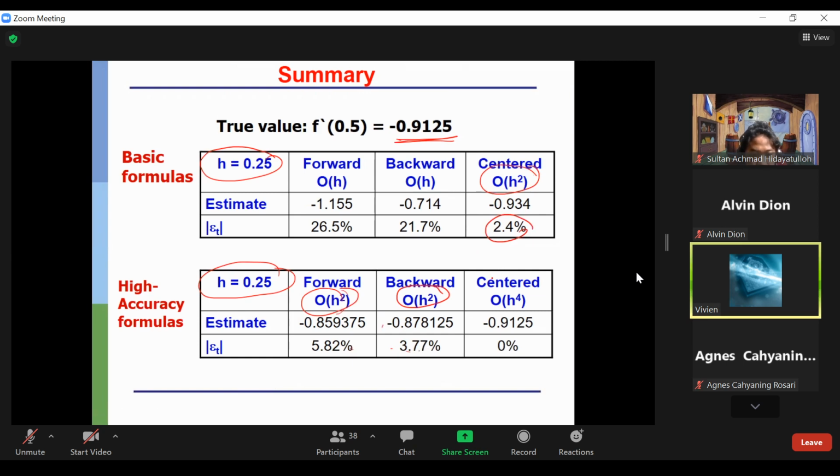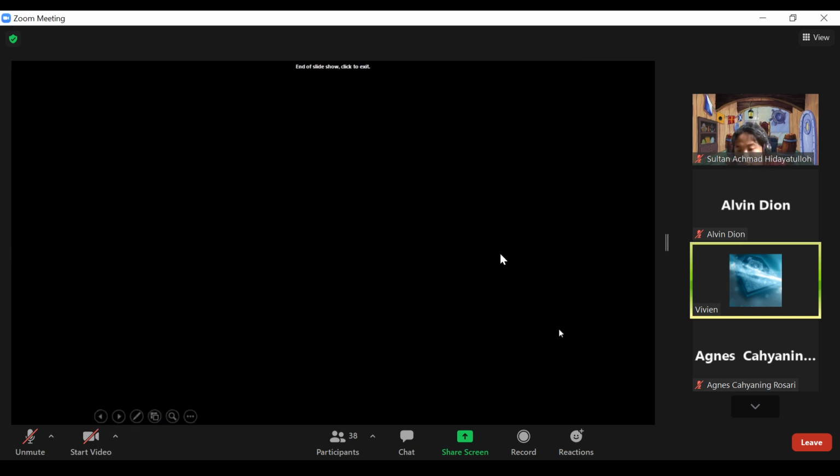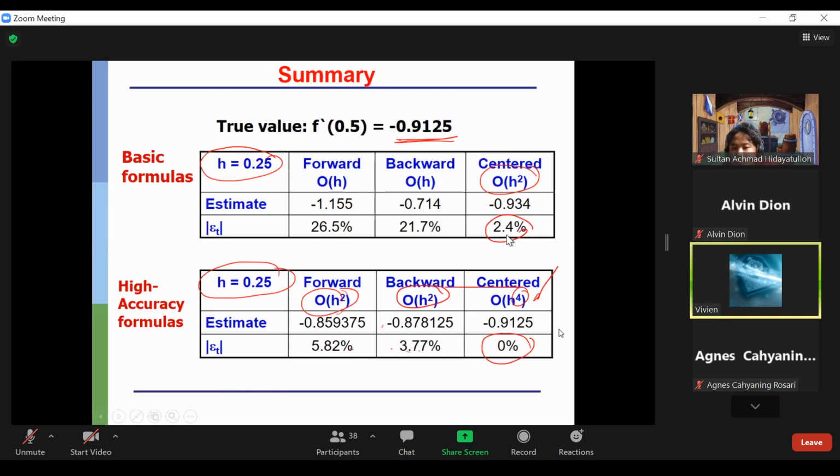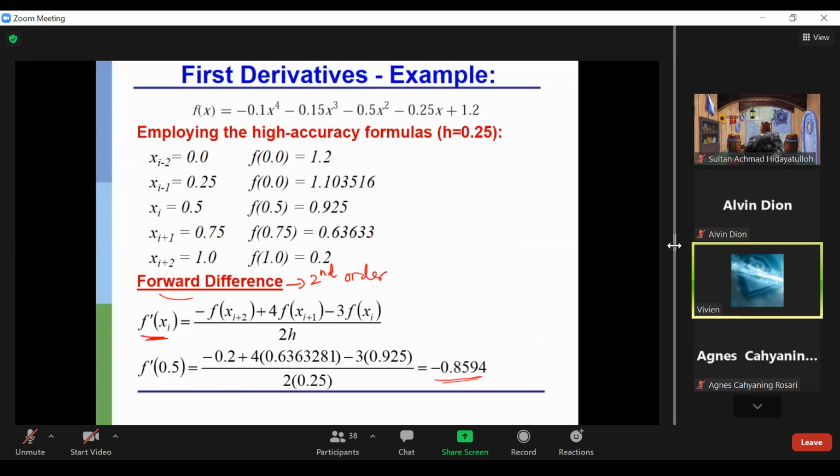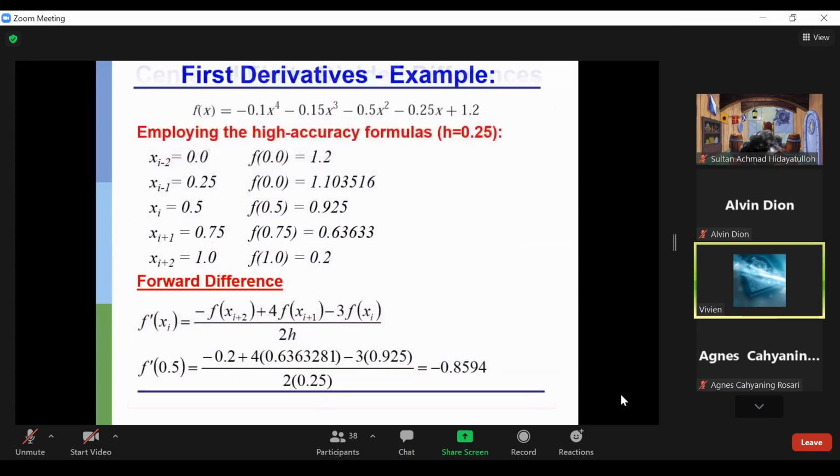While if you use the higher order central scheme, which is fourth order, this will yield the exact solution. Why will this yield the exact solution? Because we see here that the equation is a fourth order equation, so x to the power of 4. It means that if we use fourth order accuracy, that will give the exact solution.